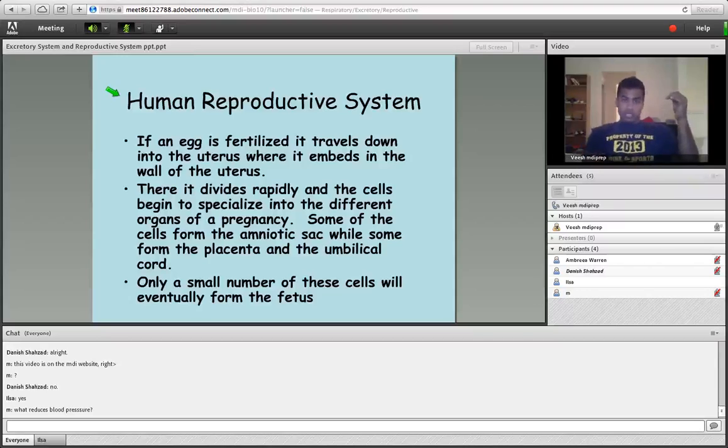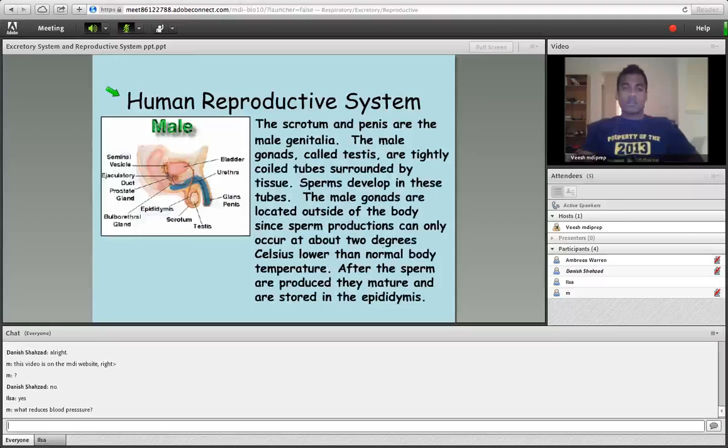So if it is fertilized, then it travels into the uterus, where it's going to be embedded into the walls of the uterus. There it's going to be continuing to divide rapidly, and those cells begin to specialize into different organs of pregnancy. Some of the cells form the amniotic sac, and some of them will be forming the placenta and the umbilical cord. And a very small number of these cells will eventually form the fetus. I think later in the course we're going to talk about embryology, so that part of the baby developing we're going to look at in that chapter.